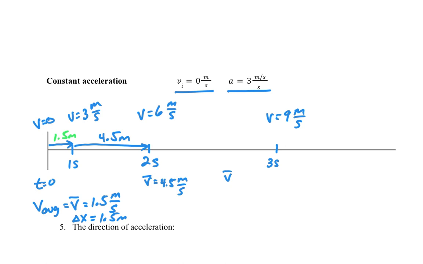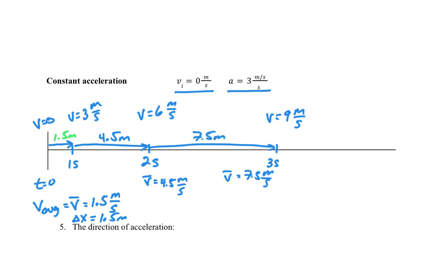The average velocity, let's see, 6 plus 9 is 15 divided by 2. The average velocity is 7.5 meters per second. And since it's an average, that's valid between 2 seconds and 3 seconds, the entire time. That's the average velocity for that time period. That means the object traveled 7.5 meters in that amount of time.